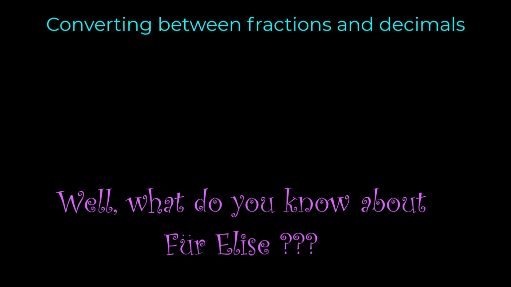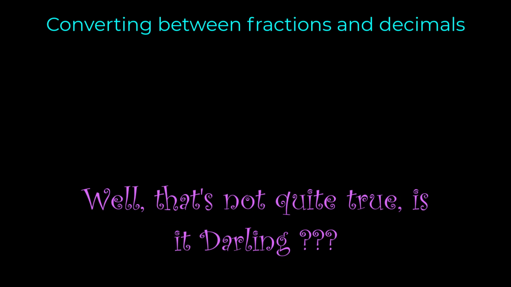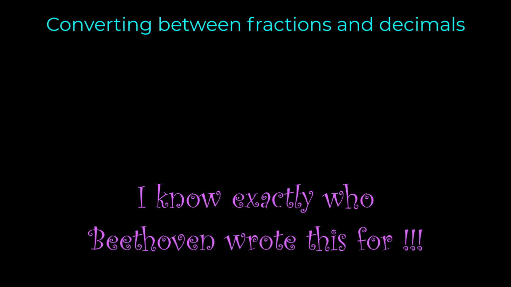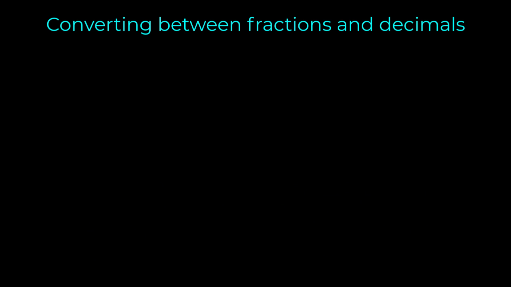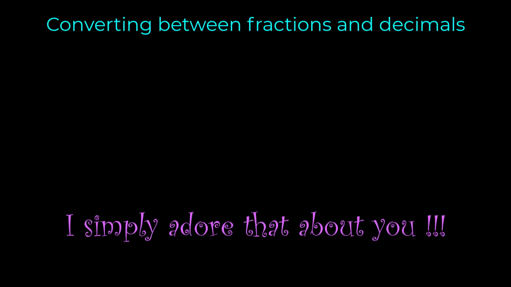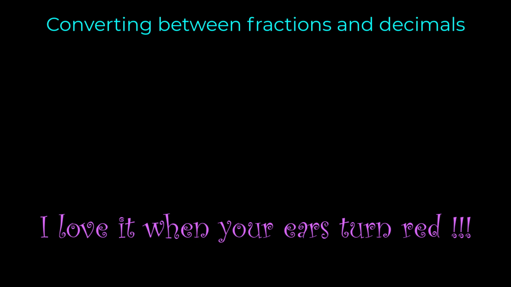Well, what do you know about Für Elise? I know that the title means For Elise, and the music score was discovered about 40 years after Beethoven's death, and no one is certain who Elise was, or even if Elise was her real name. Well, that's not quite true, is it, darling? I know exactly who Beethoven wrote this for. You're not serious. Oh, darling, I believe you're jealous. I simply adore that about you. I'm not jealous. I love it when your ears turn red.